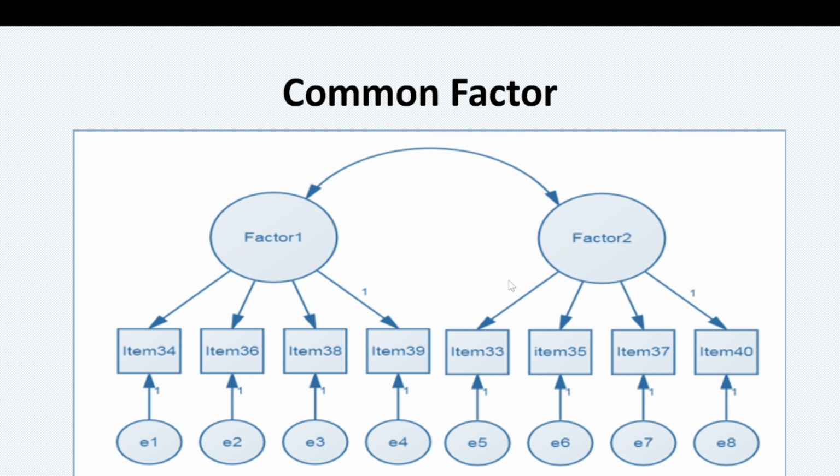Initially they start like that, then they start modifications. Double-headed arrow here, double-headed arrow here, double-headed arrow here. This is one modification. The second modification is they delete items. The more items we delete, chi-square will decrease and degrees of freedom ultimately will be improved. But we cannot keep on deleting items until we don't have any items left.